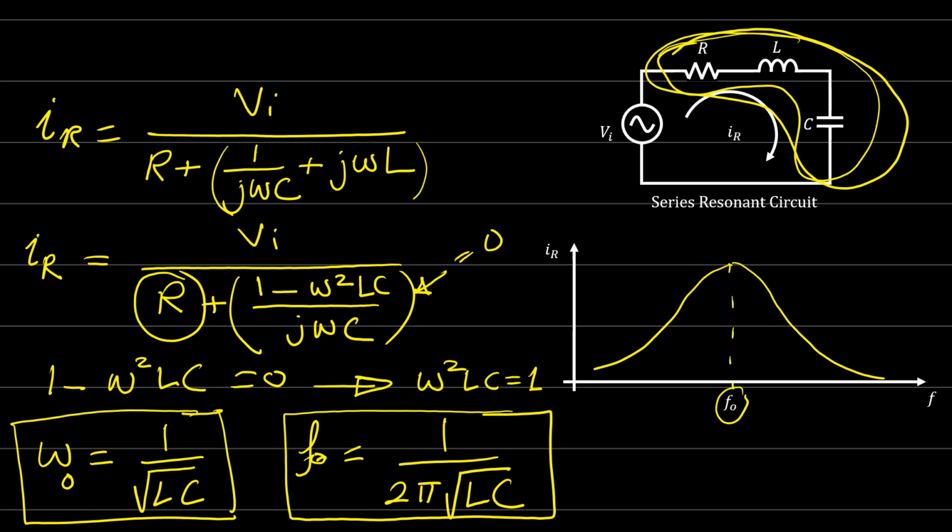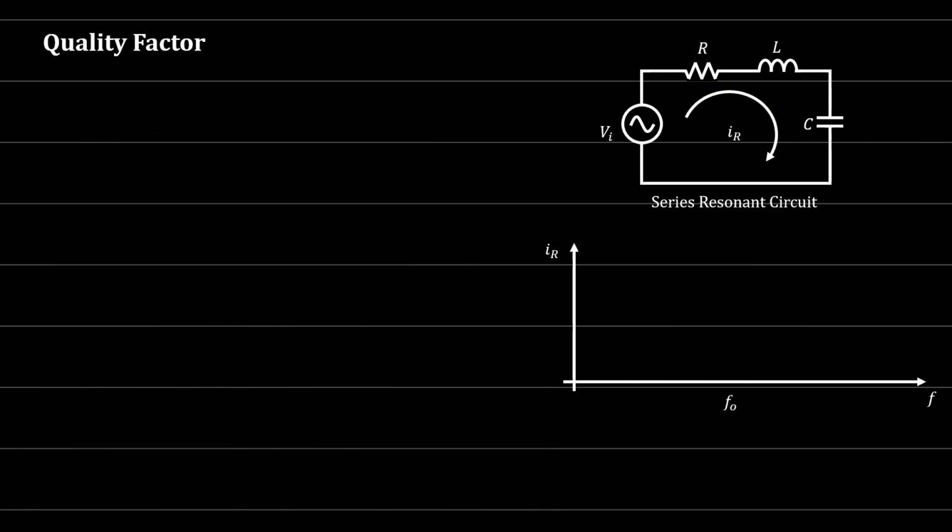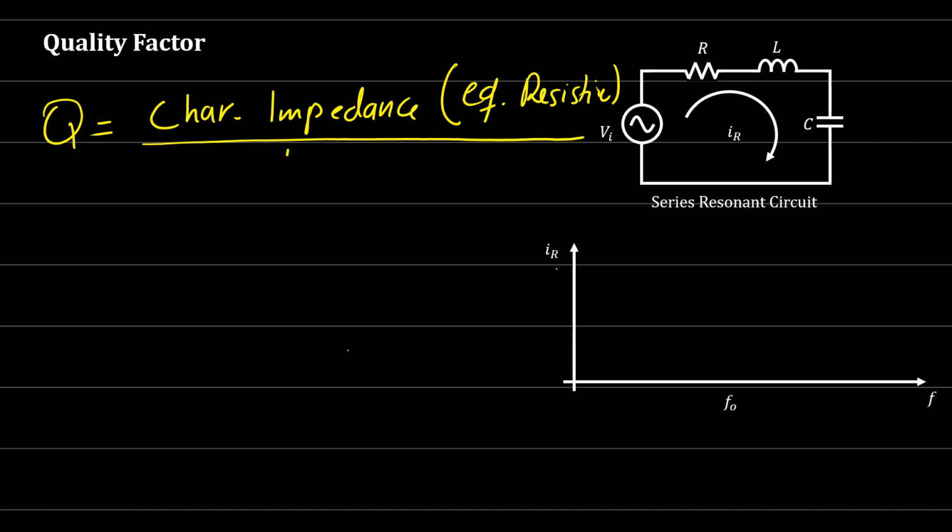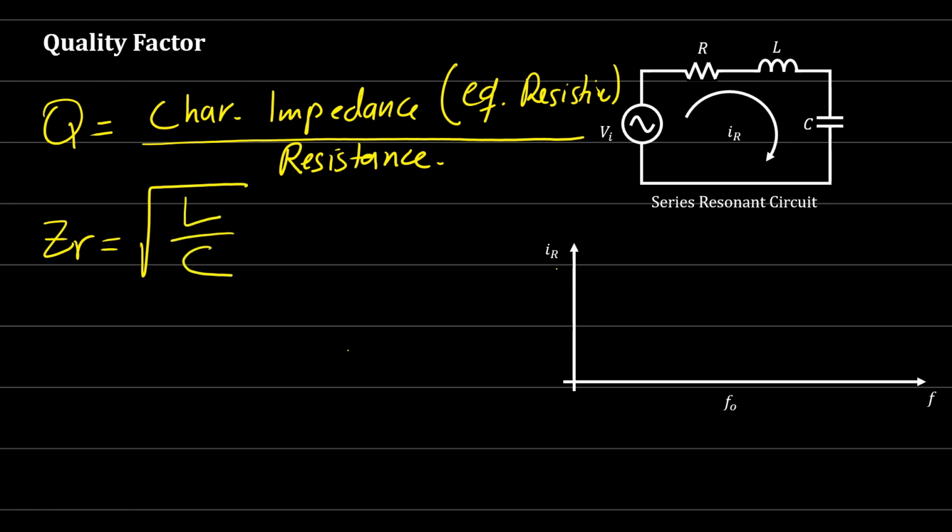Okay, now let's go in depth and study what we call the quality factor for resonant circuits. What is the definition of the quality factor? The quality factor, or Q factor, is defined as the characteristic impedance, which is the equivalent resistive impedance, over the resistance. The characteristic impedance Z_R by definition is equal to how much? The square root of L over C, which is the equivalent resistive impedance, and Q is equal to Z_R over R, right? Z_R is the square root of L over C, and this is divided by R, okay?